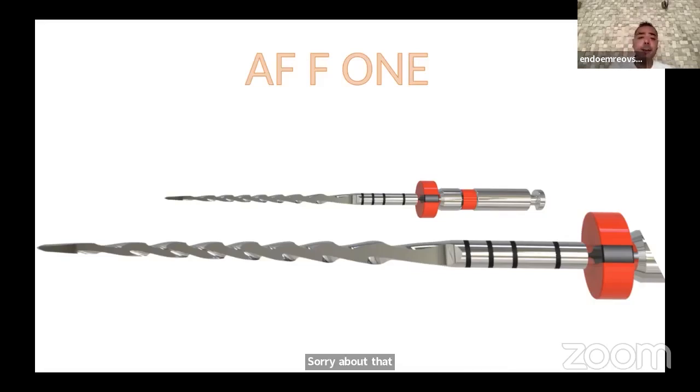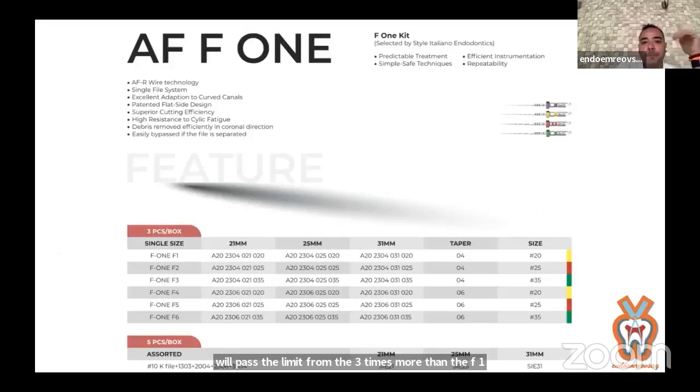Most files have less debris removal from the root canal system, but F1 removes all the debris from apical to coronal. But according to our R&D studies, Rising will pass the limit from debris removal to 3 times more than the F1. But F1 is also a magical and interesting file, which I will give you some details about.